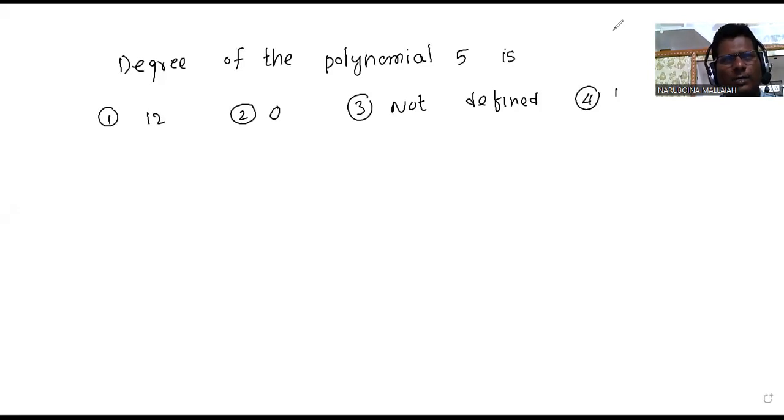Degree of the polynomial 5. 5 is also considered a polynomial because 5 can be written as 5 times 1. In the place of 1, I can write x to the power 0. So the index of x is 0. This is the degree. So the degree of 5 is 0.